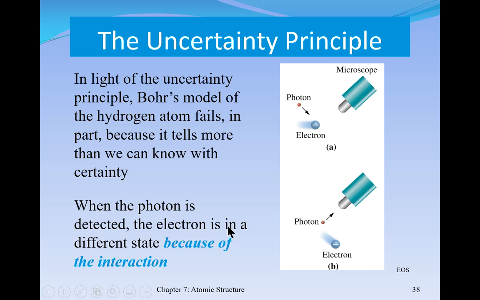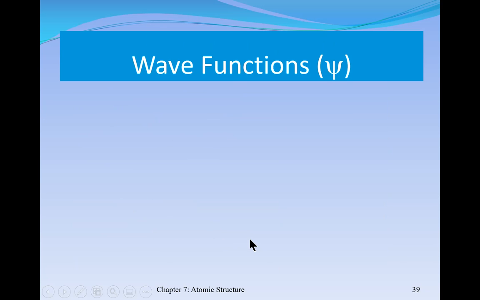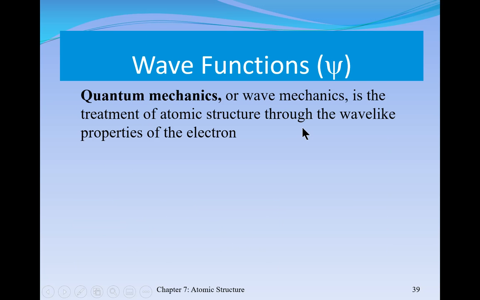So the point being made here is what I said before. When the photon is detected after bouncing off the electrons, the electron is in a different state, and therefore what you see at that instant is not exactly what is in terms of the position of the electron. Okay, so this leads us now to the area that leads to the current understanding of the electron's arrangement in atoms, and that is quantum mechanics, which is also known as wave mechanics.